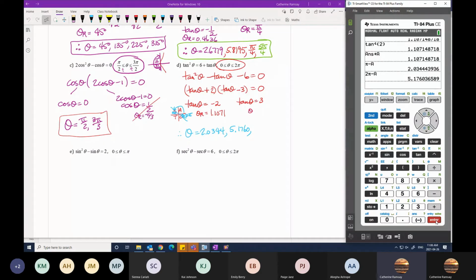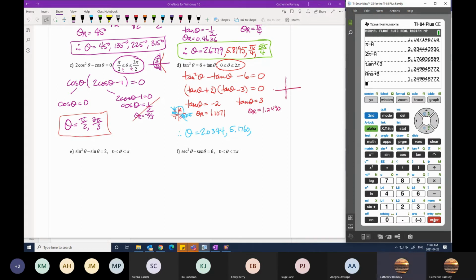So I'm going to find my reference angle for that one. So this is going to be inverse tan of 3, and that is 1.2490. Okay, so I'm going to store that, and you don't have to store it in B, but just because this question already had A, I'm going to store this reference angle in B. Okay, so now tan is positive in which 2 quadrants here?